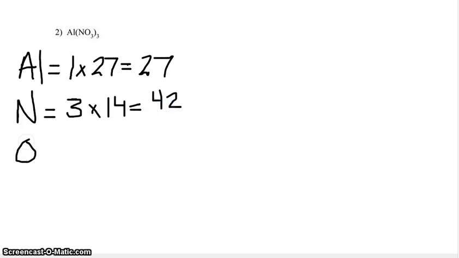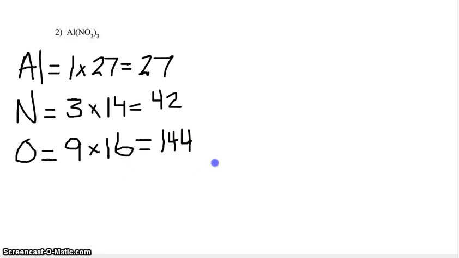And the last element is oxygen. And distributing my 3 through the parentheses again, I have 3 nitrates, which means I'm going to have a total of 9 oxygens. So 3 times 3 there is 9. And oxygen's mass is 16. So 9 times 16 gets me a total of 144.